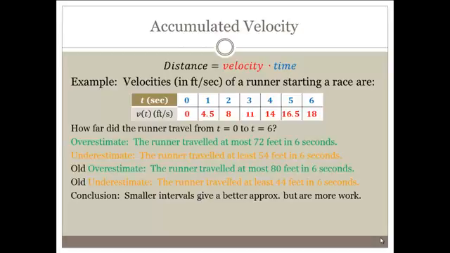So we can conclude that by having smaller intervals, we get a better approximation. But it's worth noting that we also had to do more work, because we had to compute our estimates over 6 time intervals instead of only 3. We will use this idea in future videos to get better and better and better approximations, just as we did with the derivative by taking smaller and smaller time intervals.